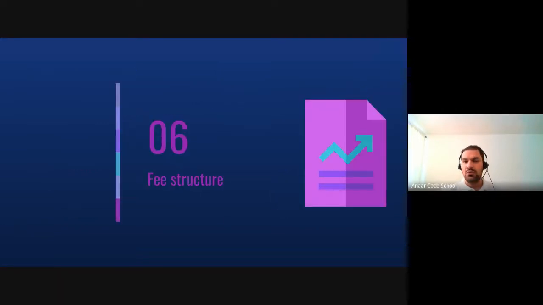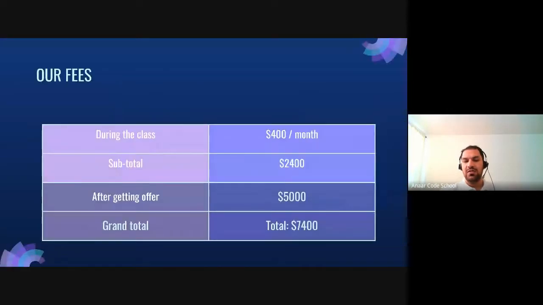Now I will also talk about the fee structure. Obviously, everything has a cost, and as a business, we also have some recurring and operational costs, so we will definitely talk about these as well. Our fee structure is actually very simple. This fee has two portions. The first portion is during the class, the tuition, and the second part is a one-time fee that you will pay after you get a job.